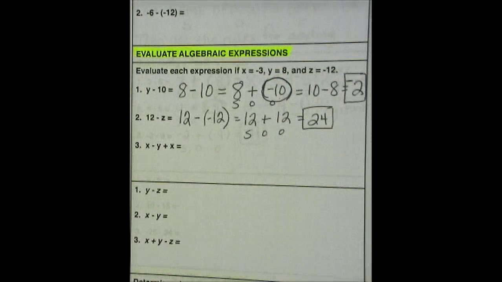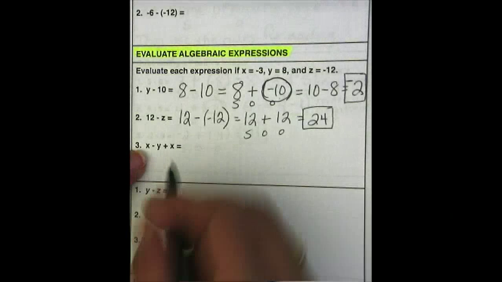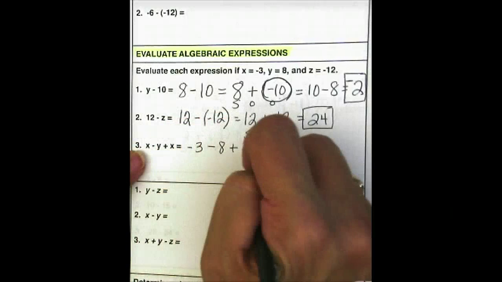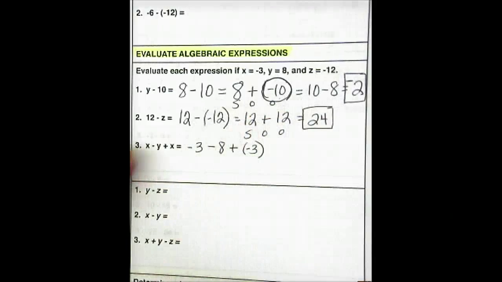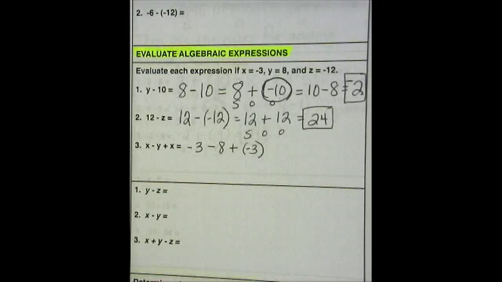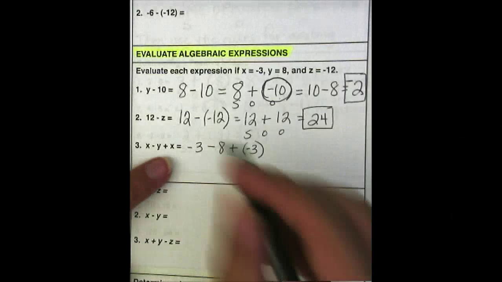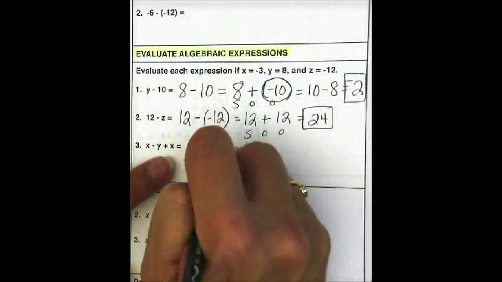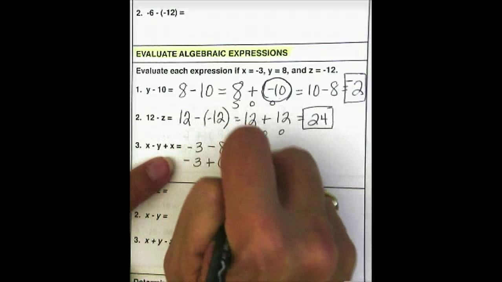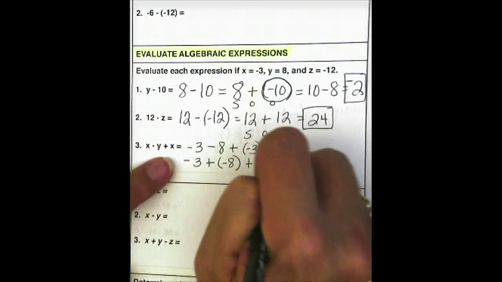Example 3 is a little bit more difficult because it gives you 3 different integers to work with. So we'll substitute in first. We have x, which is negative 3, minus y, which is 8, plus x, which is negative 3. So we've got negative 3 minus 8 plus negative 3. What we're going to do is treat these separately. So we will go ahead and start with the first 2. Same, negative 3, change the subtraction to addition, and change the 8 to a negative 8, and then add your negative 3 at the end.